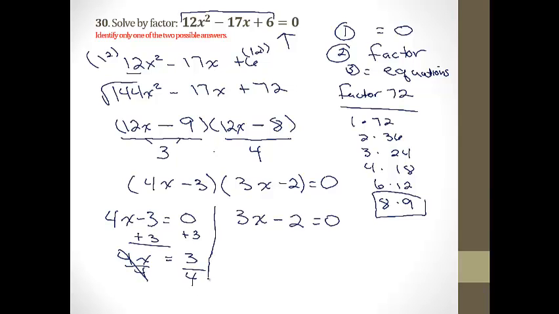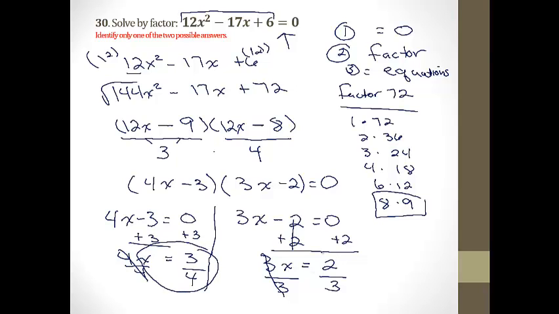Let's draw this line down a little further. So add 2 to both sides of this equation. We have 3x equals 2, and then divide by 3 to isolate the x, and we get x equals 2/3. And these are both good solutions for this equation.